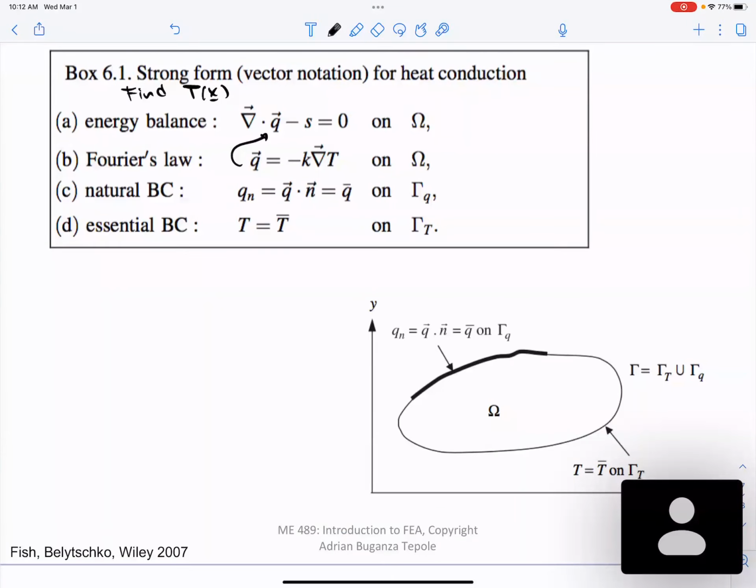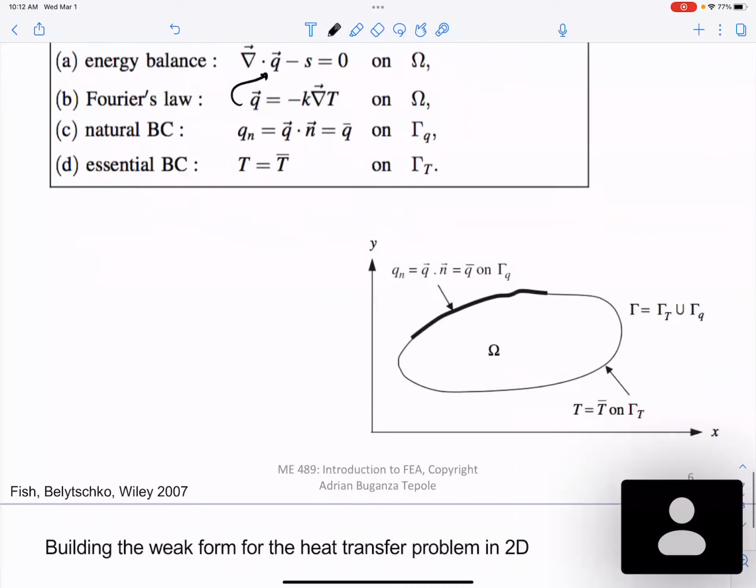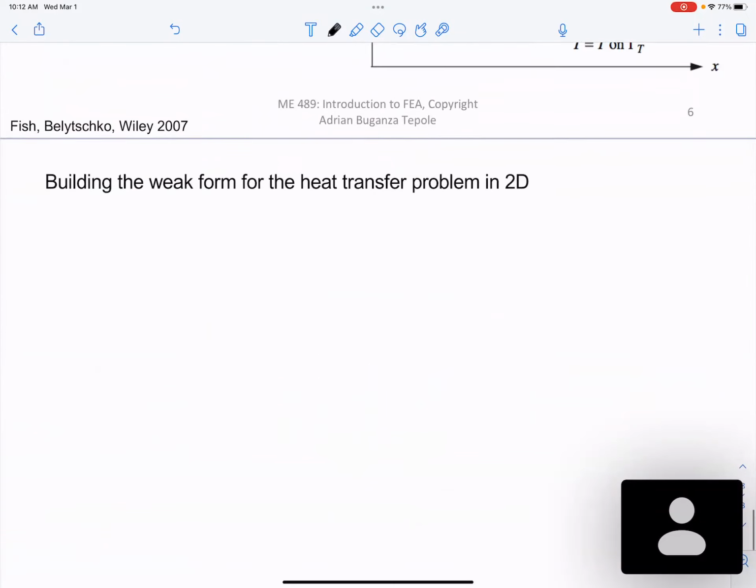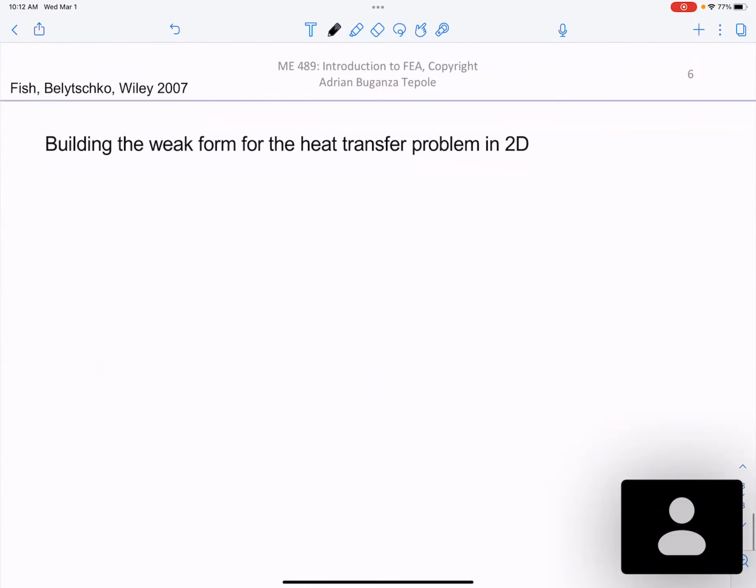So you can see that this is a PDE because that gradient or that divergence involves some derivatives. So we'll do the weak form. So how do we do the weak form in 1D? We multiply by a weight function and integrate. Multiply by W of X and integrate.